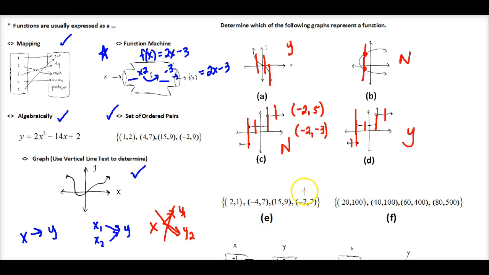So what we're looking for here in the set of ordered pairs is, do we have our x values being repeated? If we do, then we know that we don't have a function. If we don't, then we know that we do have a function. So here we have 2, -4, 15, and -2. So all these numbers are different, so therefore that makes E a function. If we look here for F, we have 20, 40, 60, 80. And since all of these are different, this indeed represents a function.